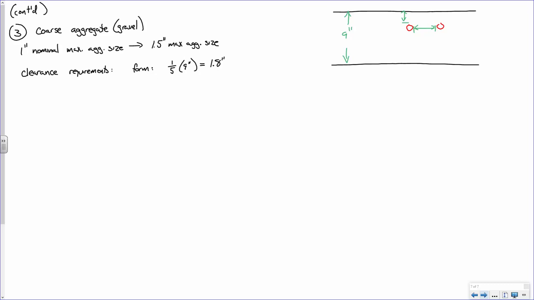So let me ask you this. These two values are 2.5 inches. Would it make sense to use aggregate with a maximum size of 4 inches? No, it's got to be able to fit in between there. So what's going to be the limit for these two? It's going to be 3/4. Does that make sense? Everybody okay with that?